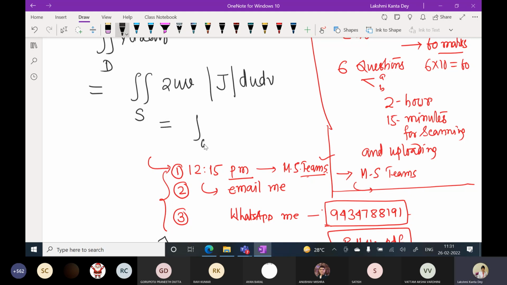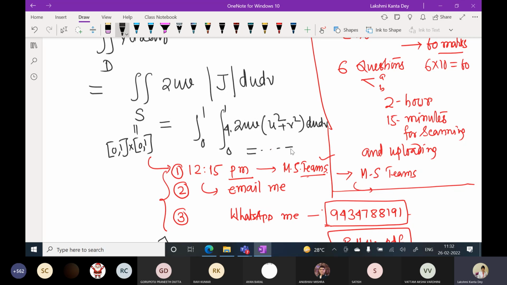So if you change it, your S will be 0 to 1 cross 0 to 1. This is very, very simple. S is a rectangular region, 0 to 1 cross 0 to 1. This is twice uv into 4 into u square plus v square du dv. Here du dv or dv du, whatever you write, it will be the same. This integration is absolutely easy. You can check it. I have already calculated it. Its answer is 2.